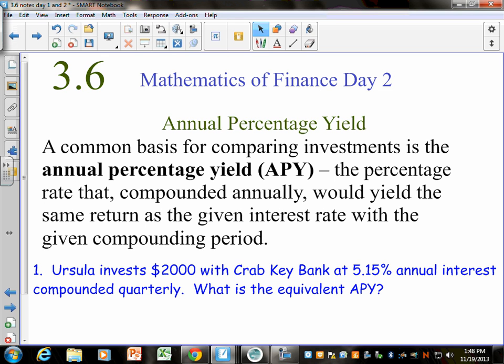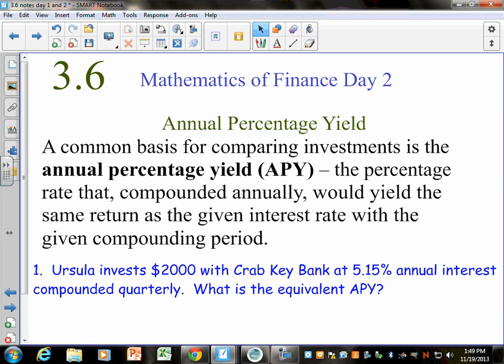Definition of an APY, and you can just read this. I just copied this straight from your book. But it says a common basis for comparing investments is the annual percentage yield, and that is the percentage that compounded annually would yield the same return as the given interest rate with the given compounding period. So what does that mean?